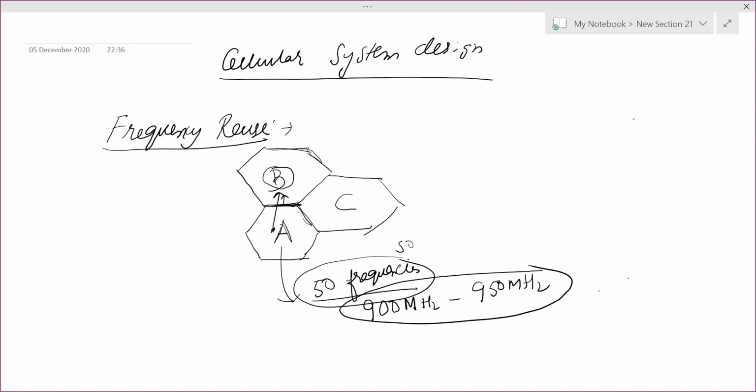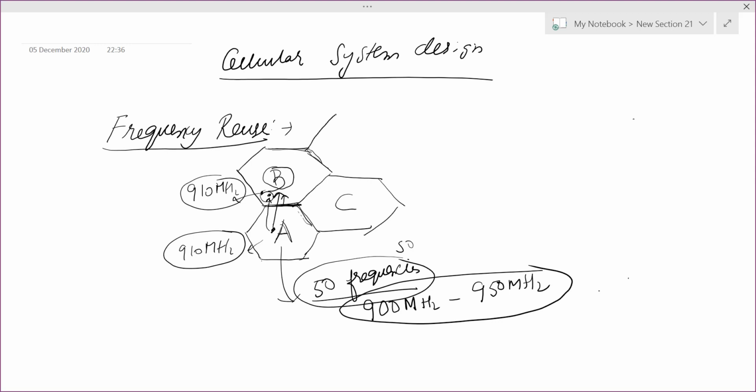Suppose a person in this cell calls and is given a frequency of 910 megahertz. At the same time, if a person here also calls and base station B allocates 910 megahertz to this person, what will happen is that this person may receive some part of this signal. Since it is of the same frequency, there will be interference. The same thing will happen to this person also. So what is done? The adjacent cells should definitely have different frequencies.